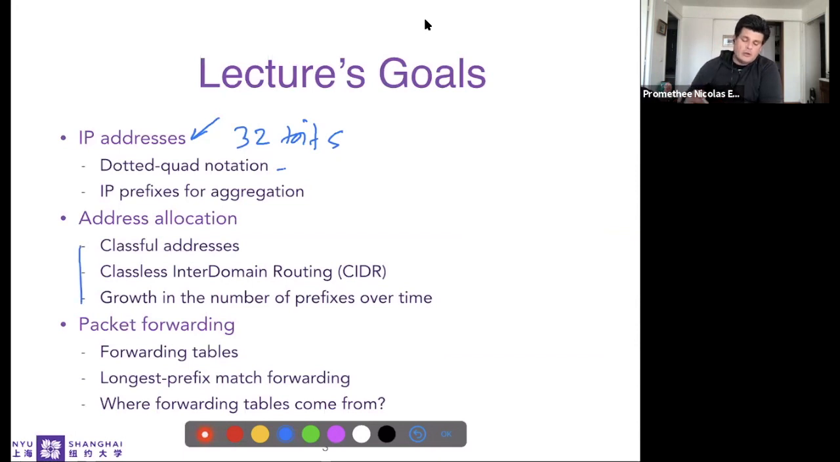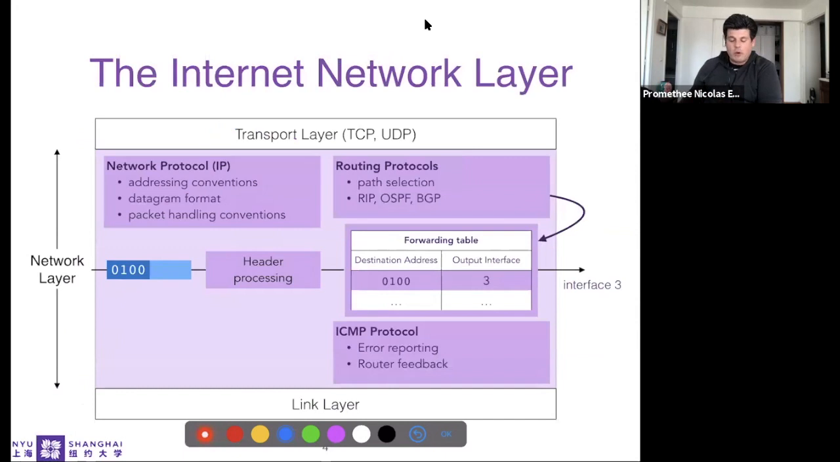Regarding the allocation, we're going to study the classes. Then we're going to study another classes because the classes have been dropped. And we're going to understand that addresses are super important because this is what we use when we do forwarding, right? So let's start with the network layer.